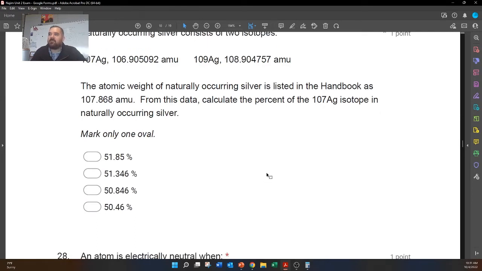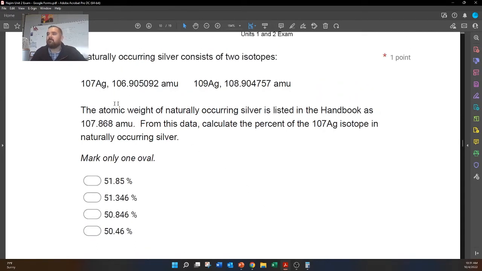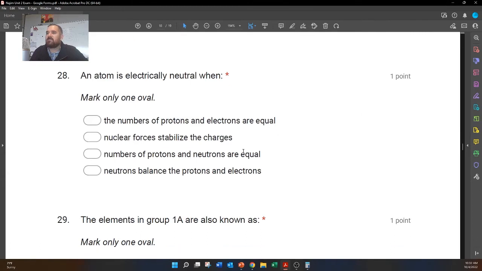Another average atomic mass. So the atomic weight of naturally occurring silver is listed in the handbook as 107.868. From this data, calculate the percent of 107. You're actually not going to see a question like this on the test, so I'm just going to go ahead and skip this one. I don't think we need to go over this.